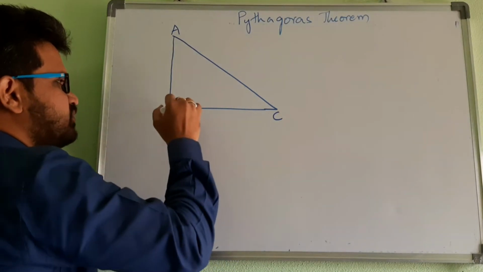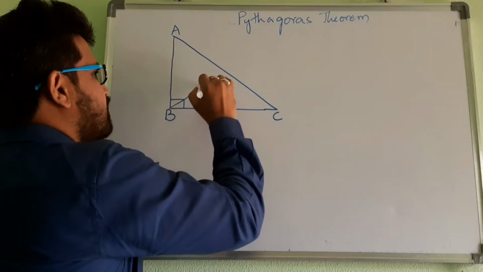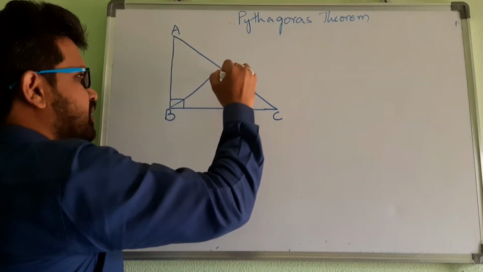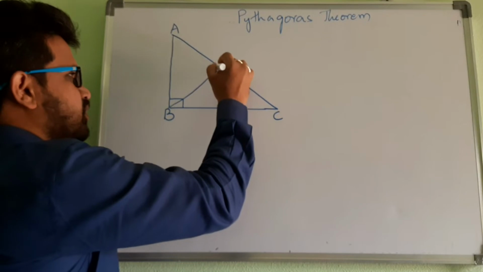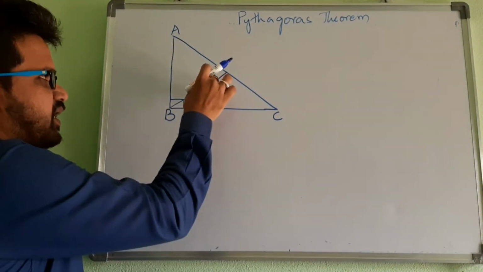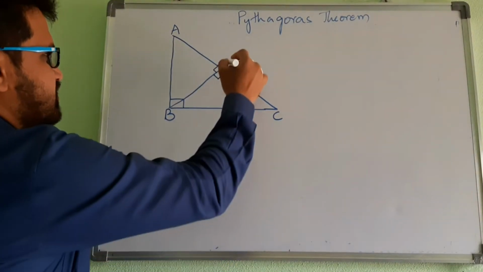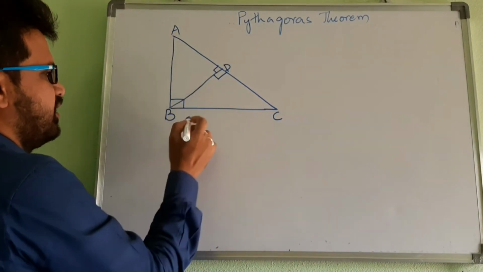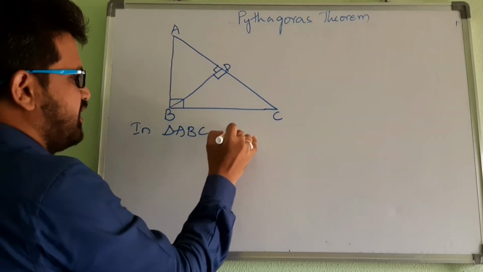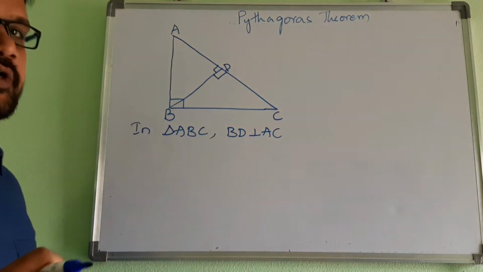What I am doing is, from this B, from this right angle, you draw one perpendicular to the opposite side. What is the opposite side here? AC, perpendicular. This is 90, means this is also automatically 90 degrees, right? So this perpendicular is dividing the triangle into two parts. Now let us take this as D. In triangle ABC, BD is perpendicular to AC.